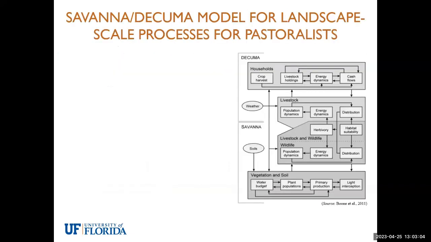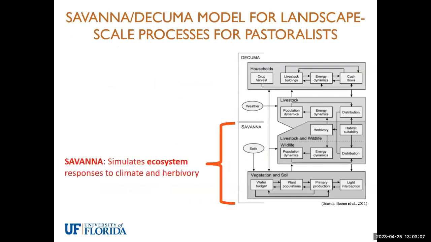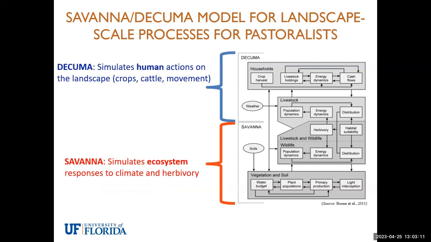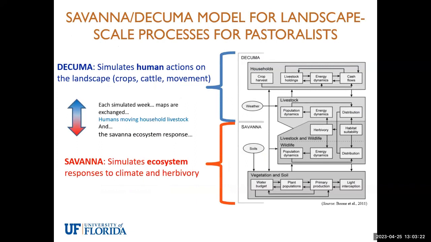And so this was SAVANNA and DECUMA working together. SAVANNA would run the ecosystem responses and climate and herbivory. And then DECUMA would actually simulate human actions on the landscape. And this was a great model, almost like two engines in a car working together. The models would run, and each week SAVANNA would hand DECUMA a map of the ecosystem, and then DECUMA would decide what the humans would do and where they put their cows, and then they would eat, and then they'd hand that back to SAVANNA, which would then model what just happened with the humans.